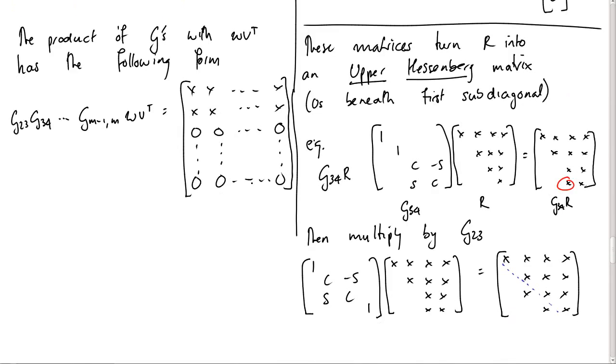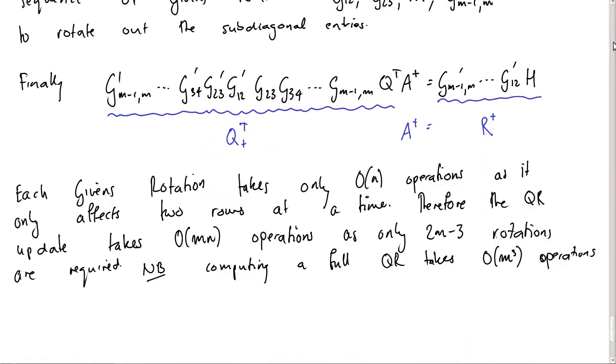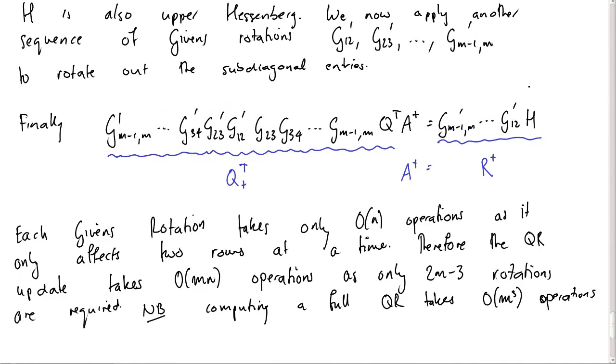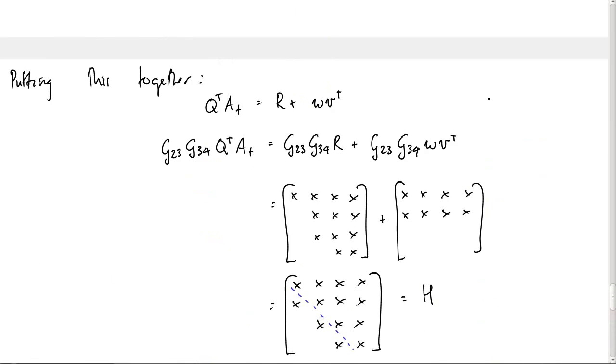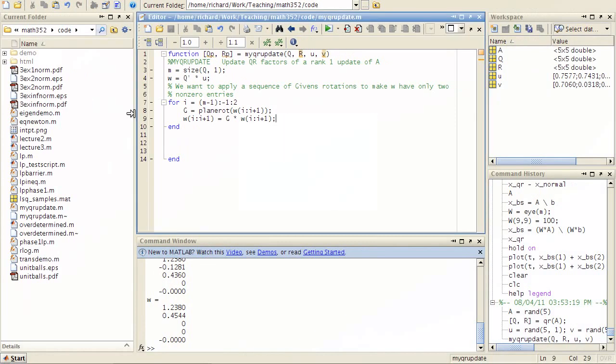We also need to apply these Givens. Where's my overall formula? We also need to apply these rotations to our matrix R to give us that matrix H. Here's my formula for that. Here, so you notice I need to apply these to R as well as applying them to W V transpose. So that will give us our matrix H. So let's do them to R as well. Back to MATLAB.